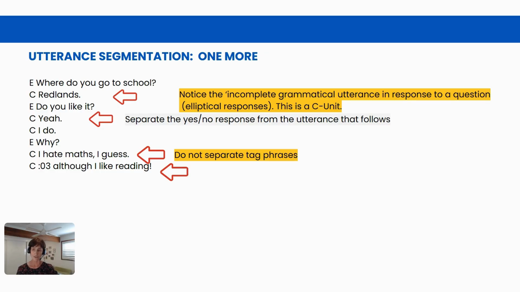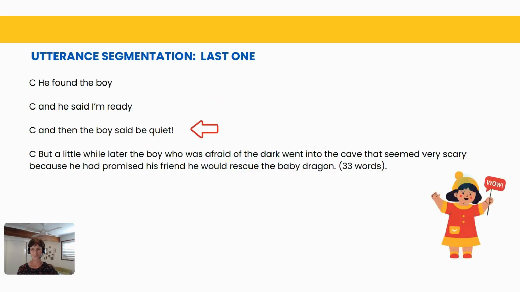And then after a 3-second pause, the child says, "Although I like reading." So we need to really consider pause time and intonation. It was very clear in this instance that the child came up with another thought. So we would consider that a new communication unit, even though although is a subordinating conjunction.